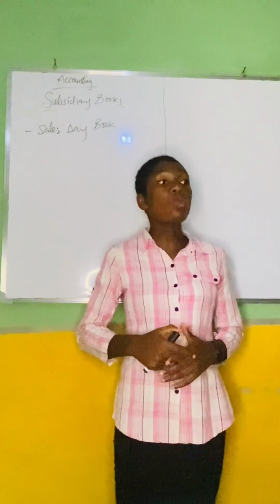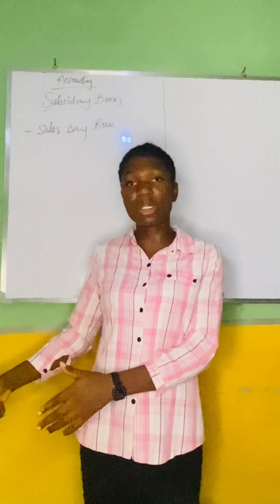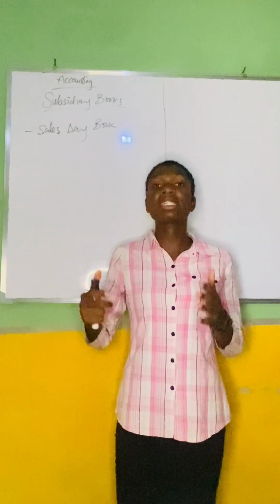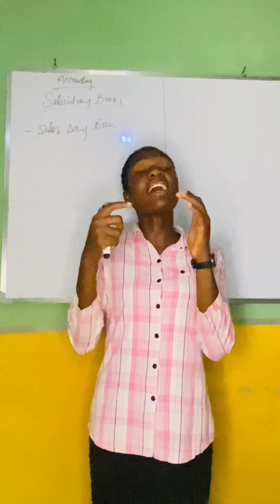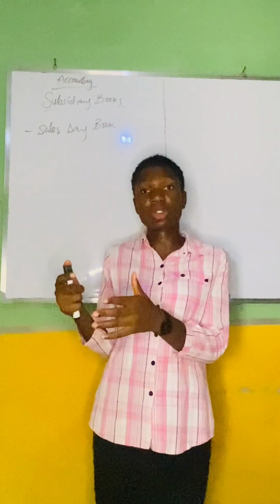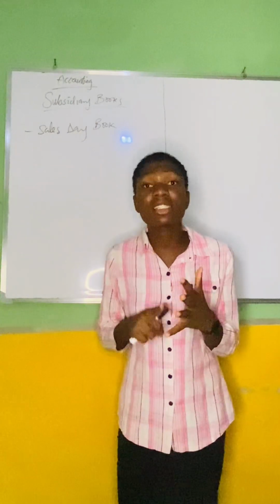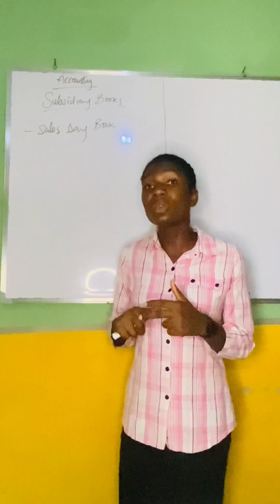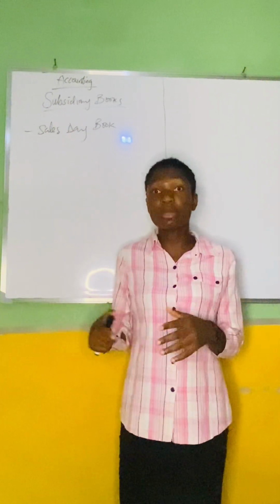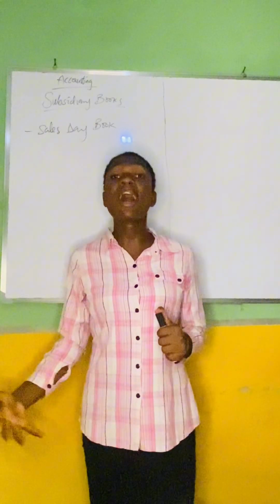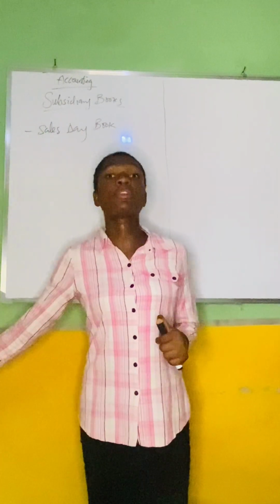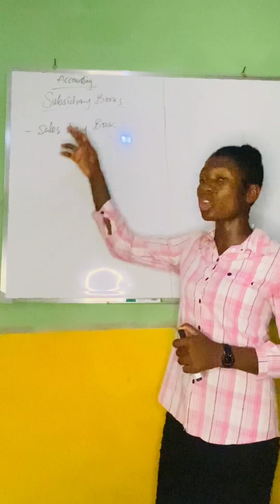A source document is a document that shows evidence of a transaction. We have receipts, vouchers, invoices, and the rest of them. So in this video we'll be seeing how we can make transfers from our source documents to our subsidiary books.